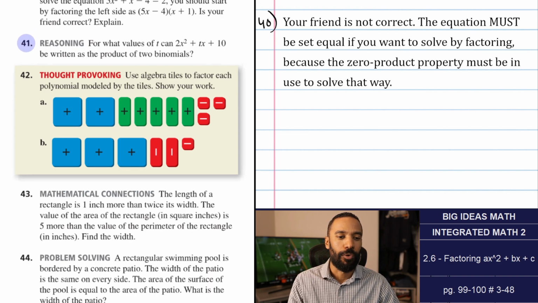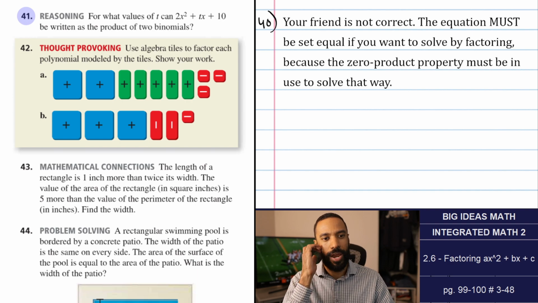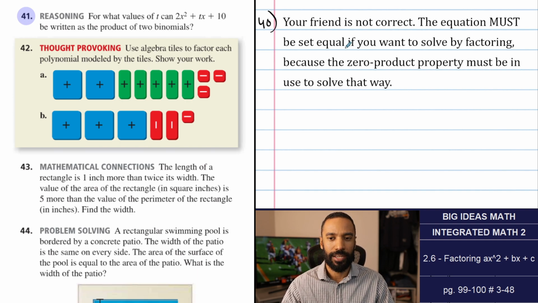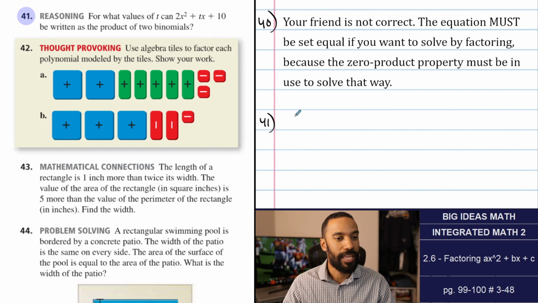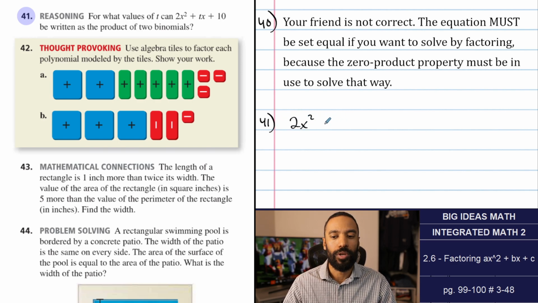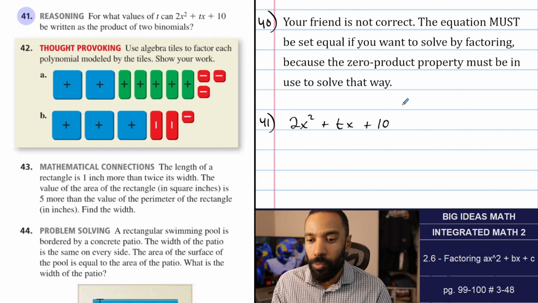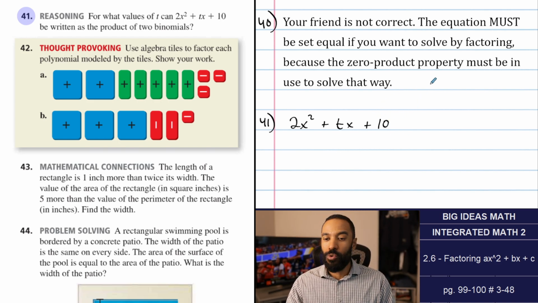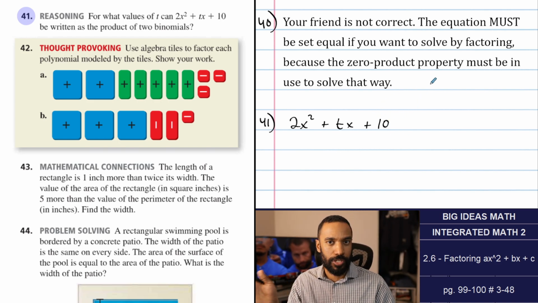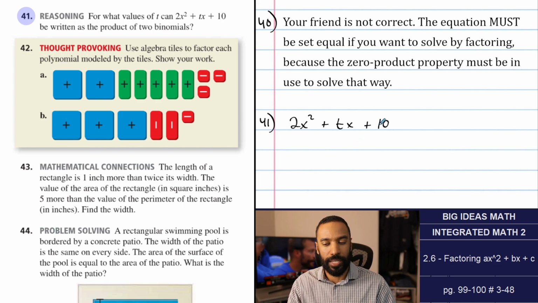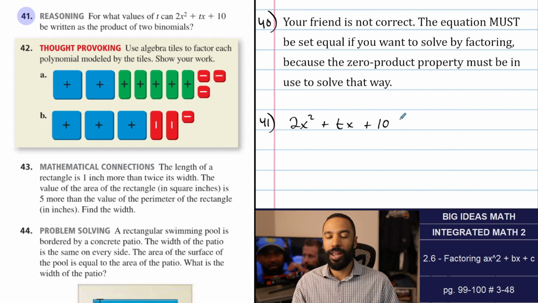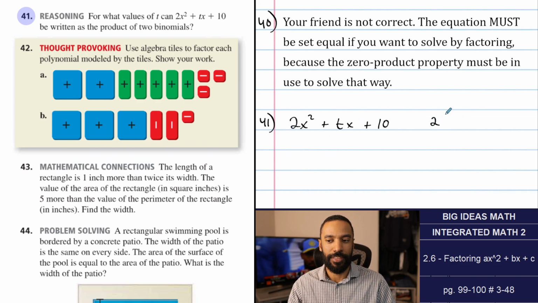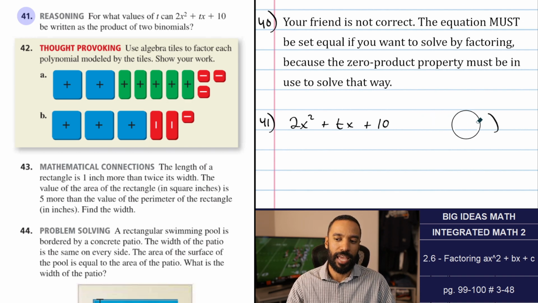Number 41. For what values of t can 2x squared plus tx plus 10 be written as a product of two binomials? This one's kind of interesting because we don't have to test things per se. We just give all the different possibilities that there are, which is nice. They ask for the values of t, so we get to test them all. The one thing is we don't want any that has a GCF, because if it has a GCF, then it's 2 times something. That's not a product of two binomials. That's a product of a monomial times two binomials. So we have to make sure that t doesn't end up being even.